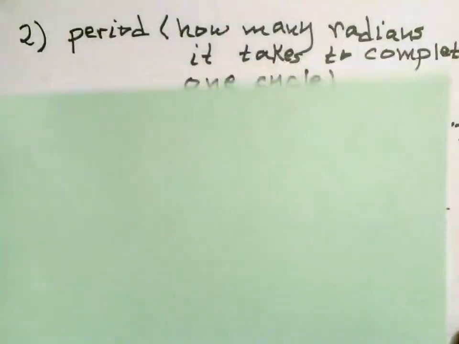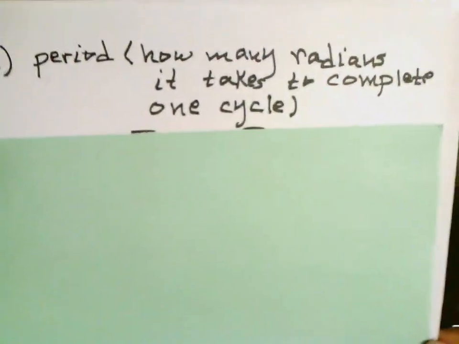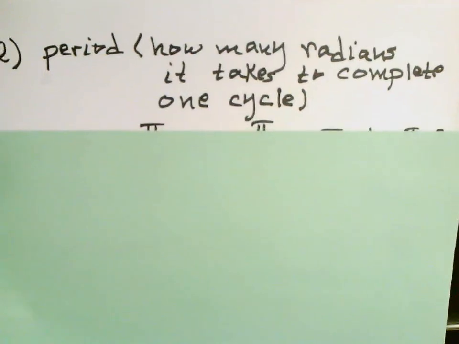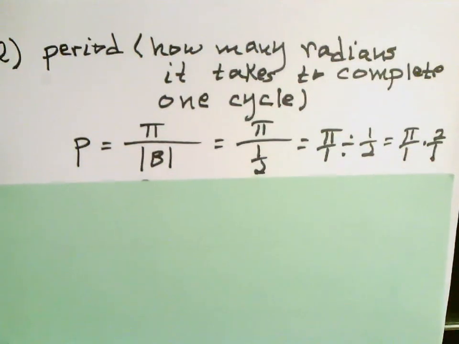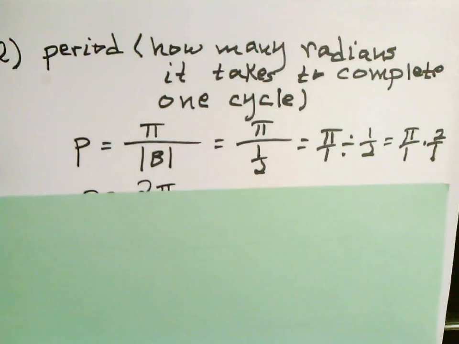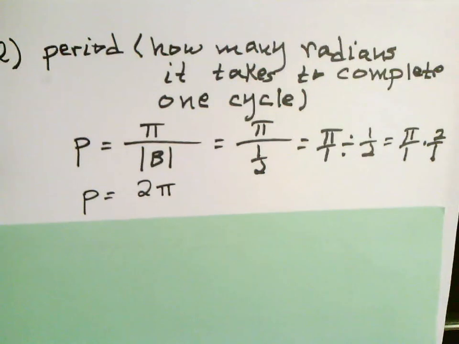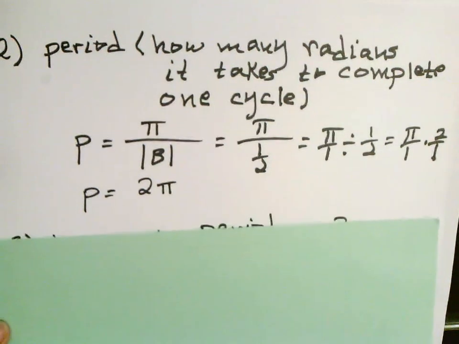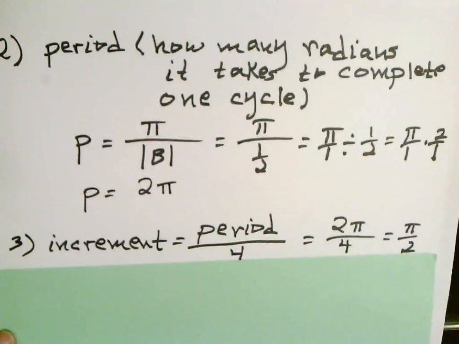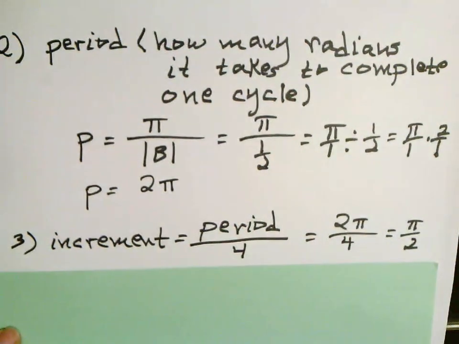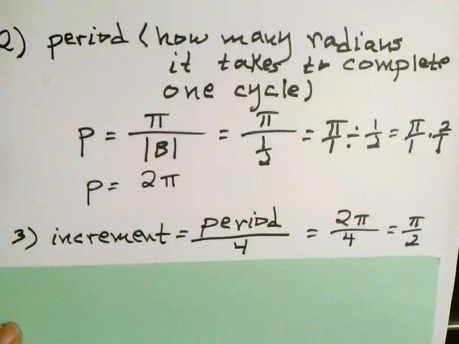Let's look at step 2, where we're going to find the period. The period tells us how many radians it takes to complete one cycle. So it's going to be pi divided by b. The b is a half. Dividing by half is the same thing as multiplying by its reciprocal. So our period is going to be 2 pi. Then we're going to find the increment, which will help us to find the 2nd, 3rd, and 4th critical numbers. And the increment is always the period divided by 4. So it's 2 pi divided by 4, which is pi divided by 2.